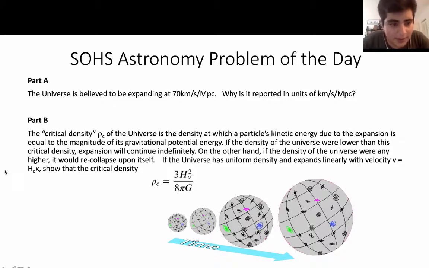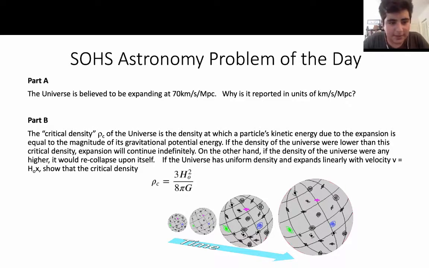In other words, let's get started with this problem of the day. So we have two parts. Part A says the universe is believed to be expanding at 70 kilometers per second per megaparsec. Why is it reported in units of kilometers per second per megaparsec?